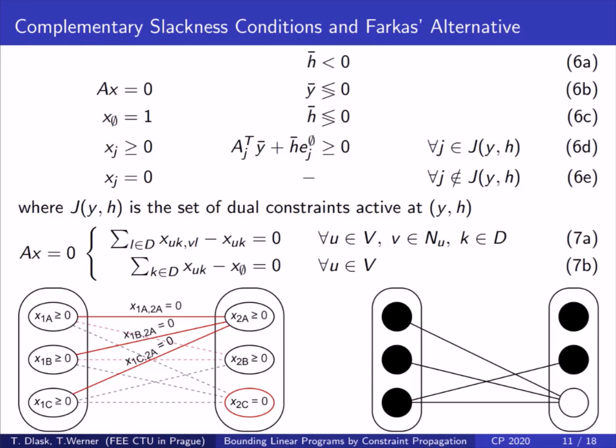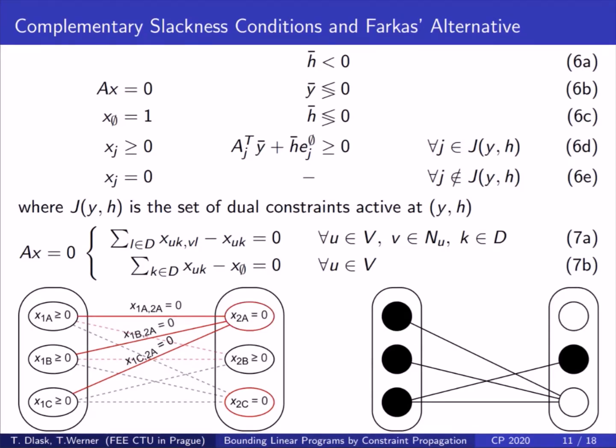Clearly, since the highlighted edge variables x are forced to be 0, the variable x2a also needs to be 0 by condition 7a. In the CSP, this corresponds to forbidding label a for the second node as it has no support.